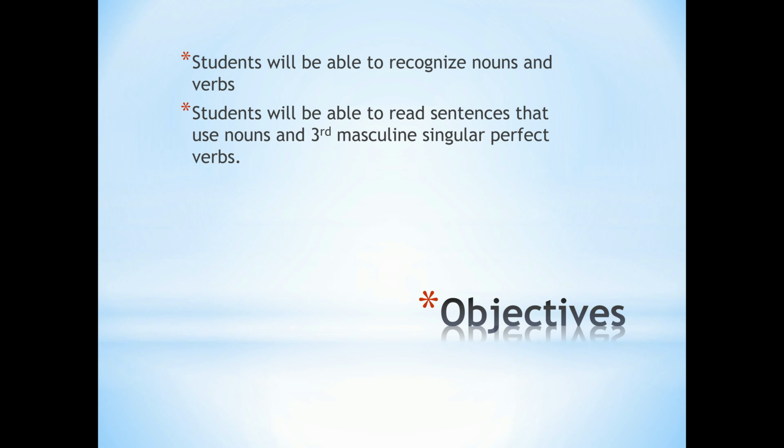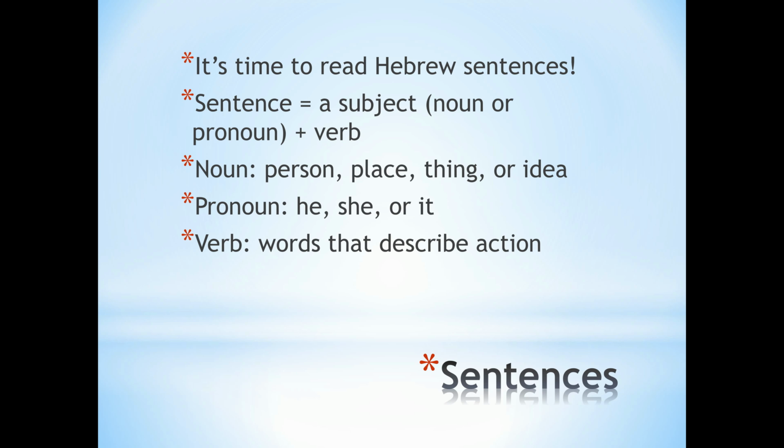Here are your objectives. Students will be able to recognize nouns and verbs. And then students will be able to read sentences that use nouns and third masculine singular perfect verbs. I will explain a little bit more what we mean by third masculine singular perfect verbs, but for now, we'll just leave it as it is and move on to recognizing nouns and verbs.